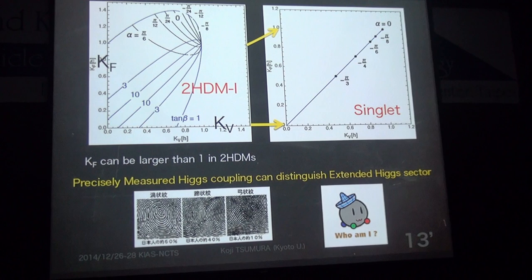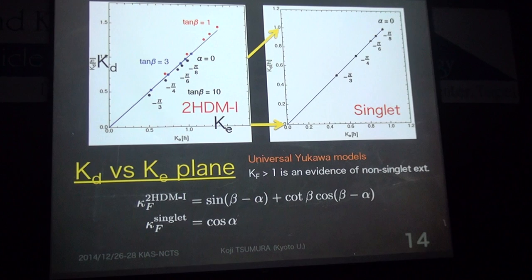Okay. This is just a fingerprinting of the Higgs coupling in this kappa F, kappa B plane. I already mentioned that kappa F larger than one is one of the pieces of evidence, but I can skip it. In fact, this region predicts a larger kappa F, but actually this parameter region is already ruled out.